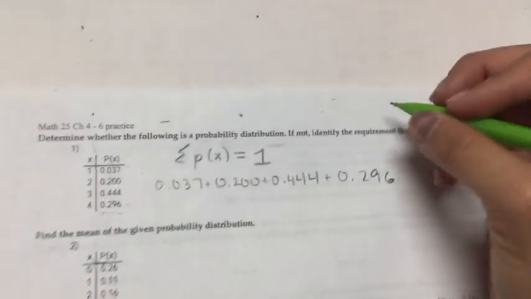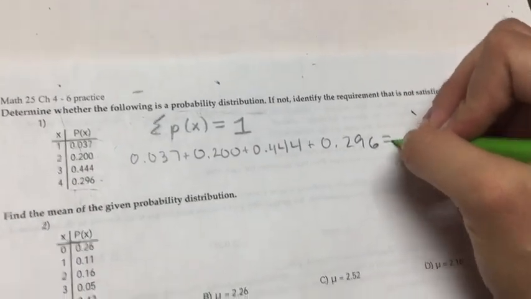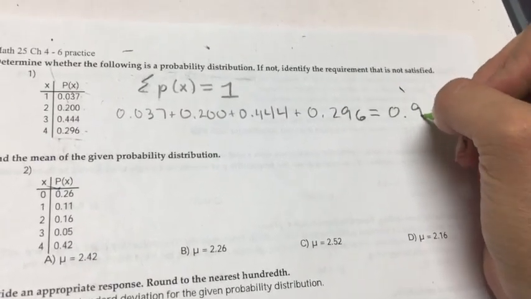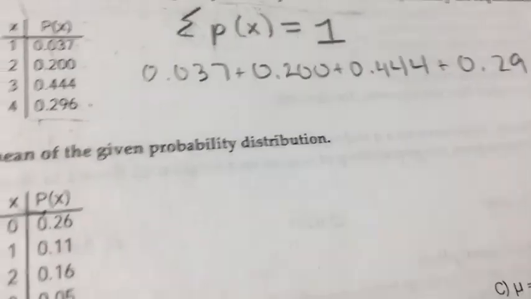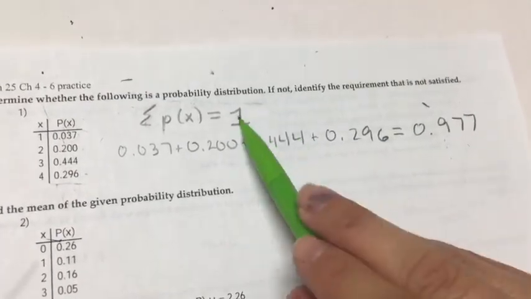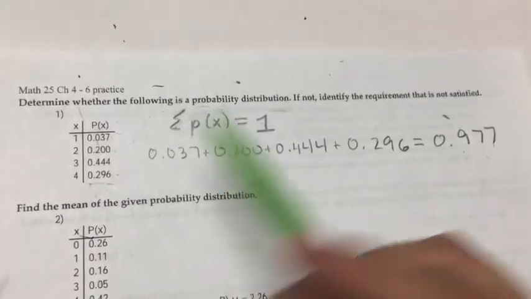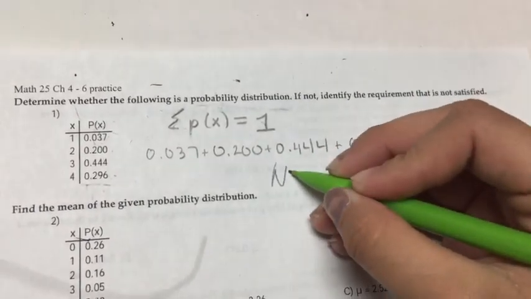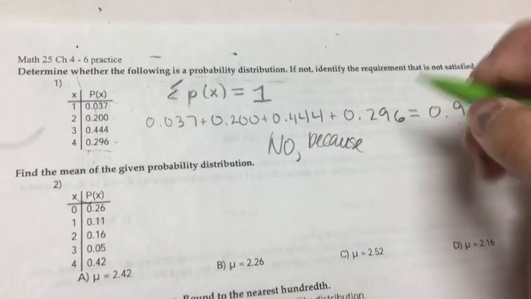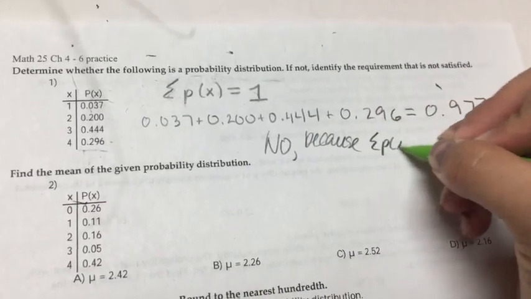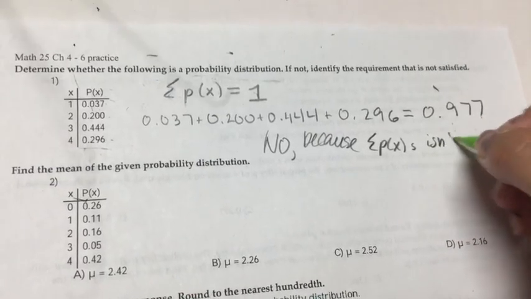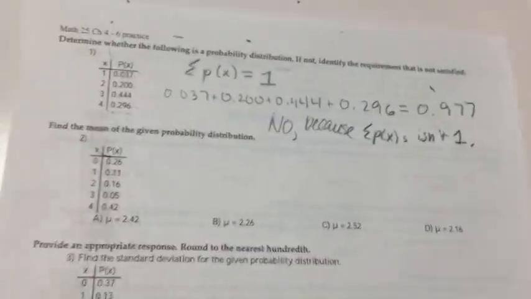Okay, so once I added all of these up, they sum to 0.977. So notice how this is not the same thing as 1. So no, this is not a probability distribution, because the sum of the P of x's isn't 1.